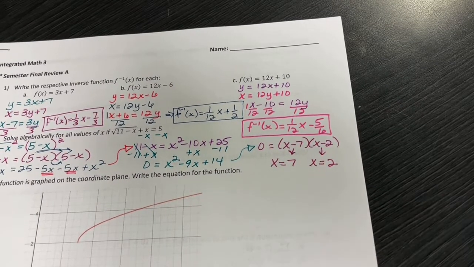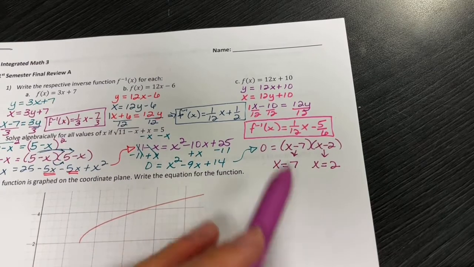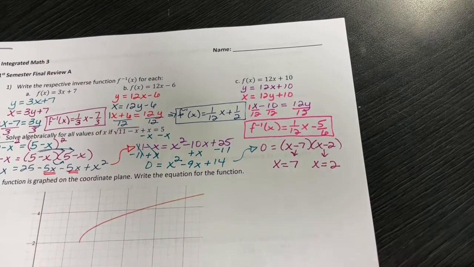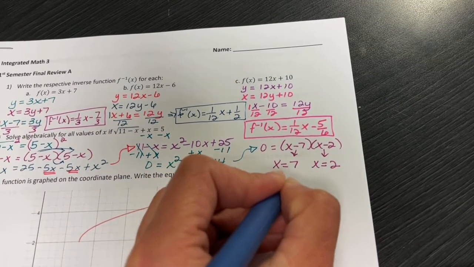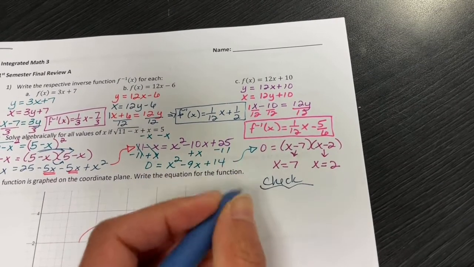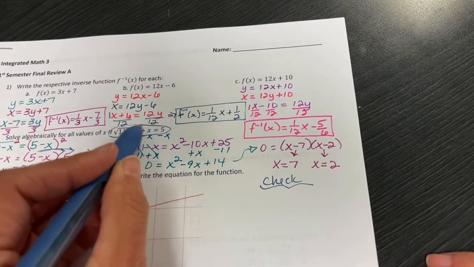Here's the thing. We just solved a square root function, so we could get extraneous solutions with square root functions. So we got to check them. I'll put the check work underneath. You got to plug it in to the original. The original is this function up here.